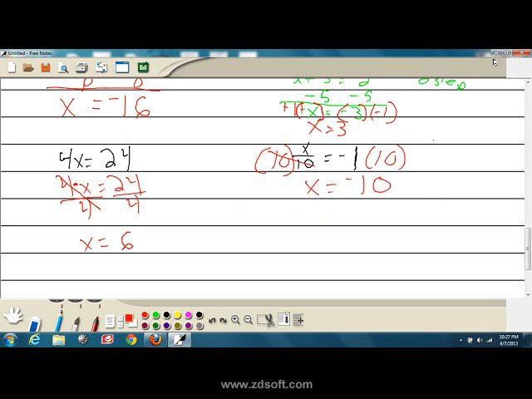So this is simple one step. We're going to do a couple of these this week. The next video is going to be two-step equations.